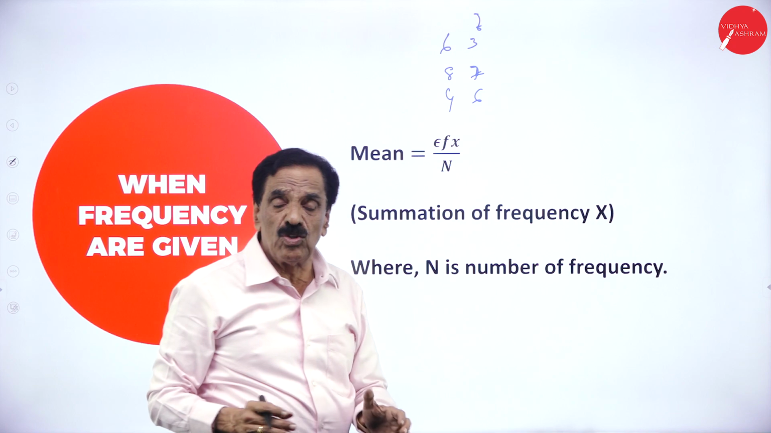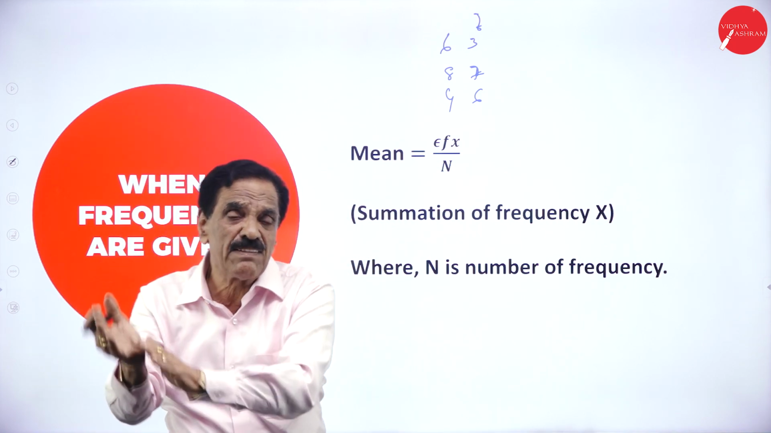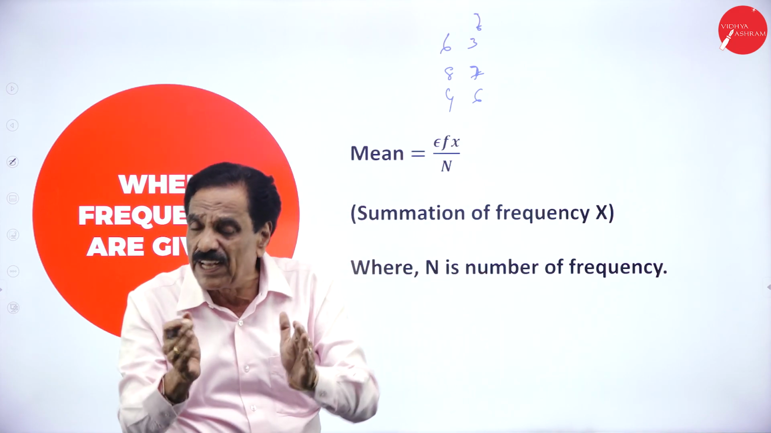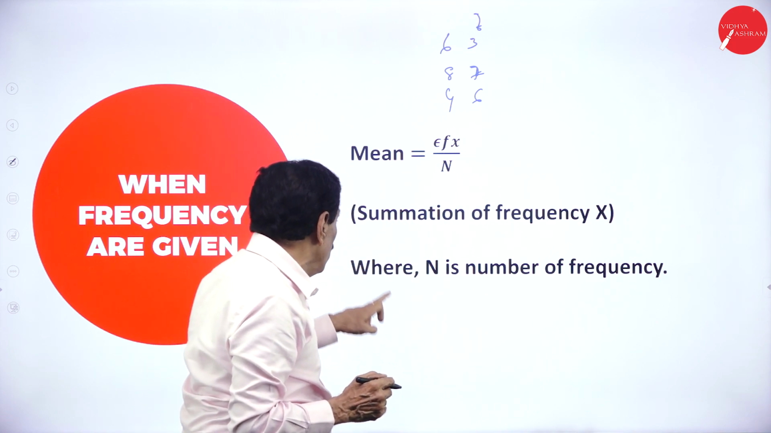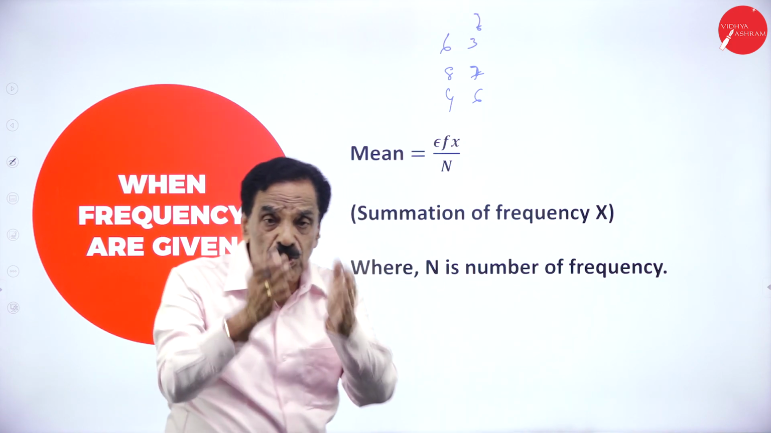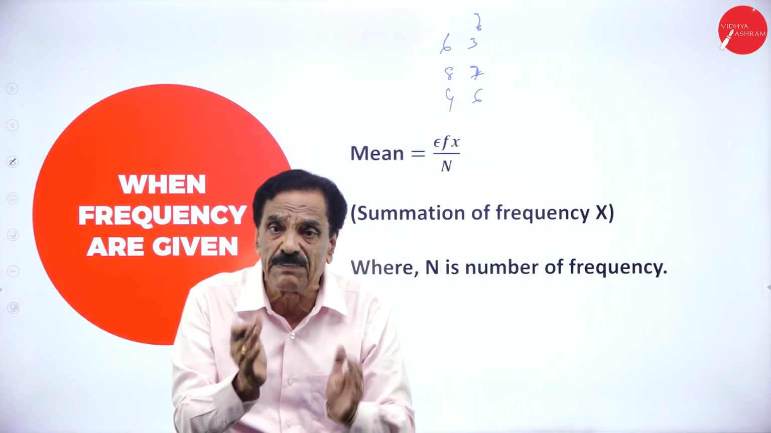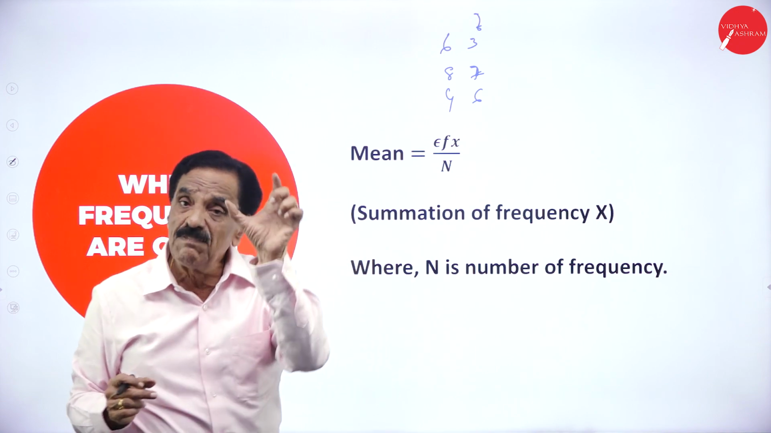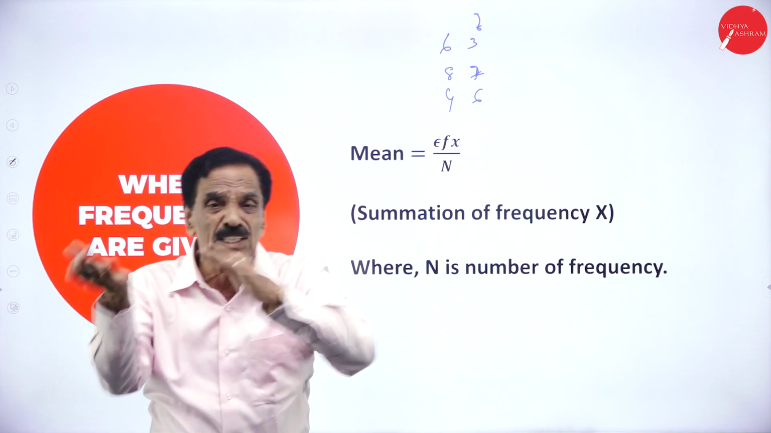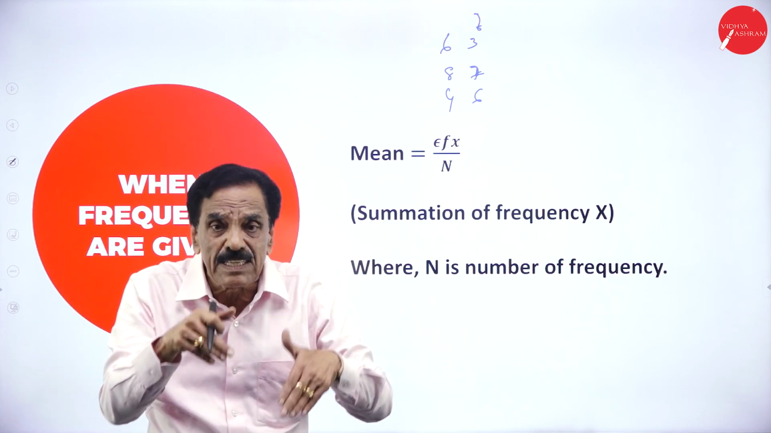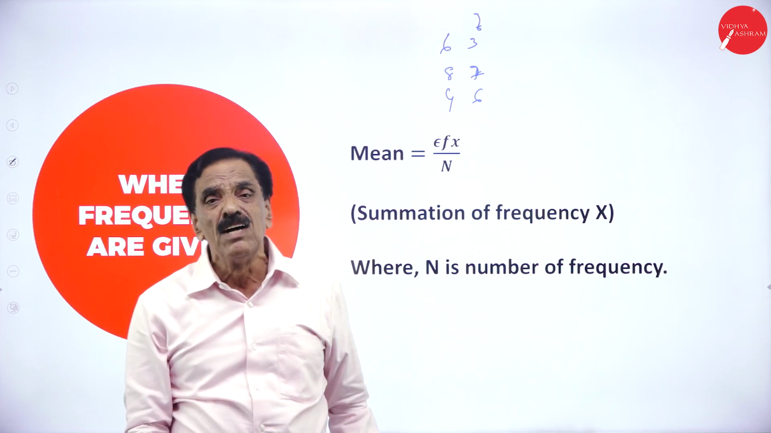So what you have to do now, they will give the x, they will give the frequency. Multiply frequency into x, that is sigma fx. Add that, that is the summation, sigma fx. Where n is equal to the total number of frequency, not the number of terms. What is the first step? They will give the x and the frequency. Multiply frequency into x to get sigma fx. Add the sigma fx. N is equal to the total number of frequency.